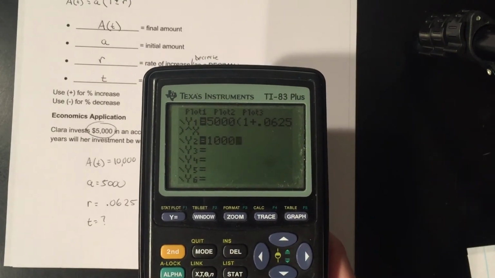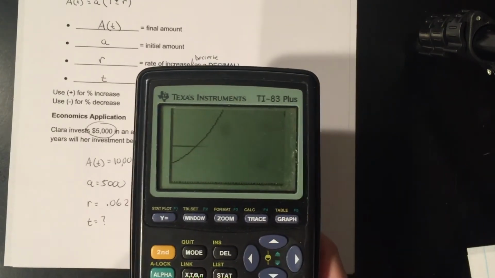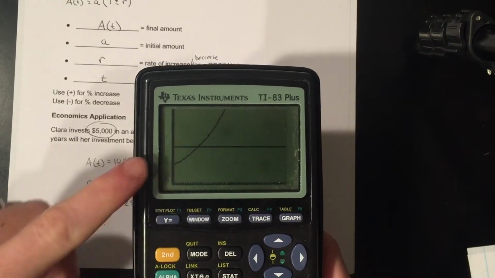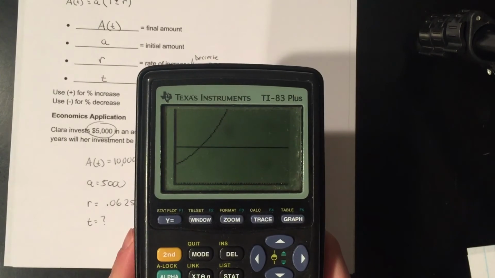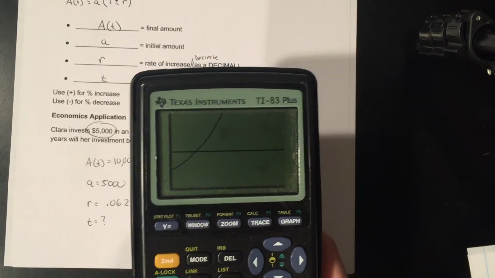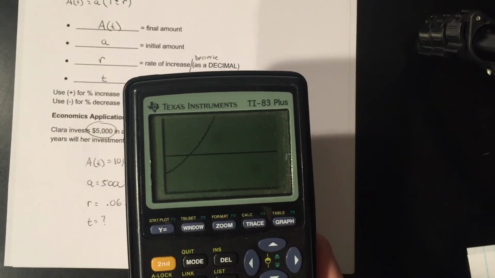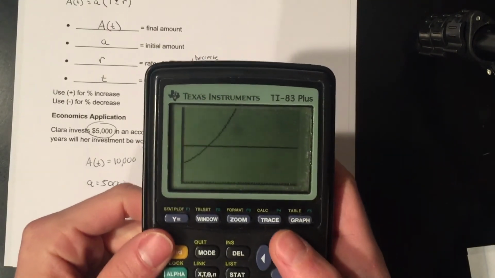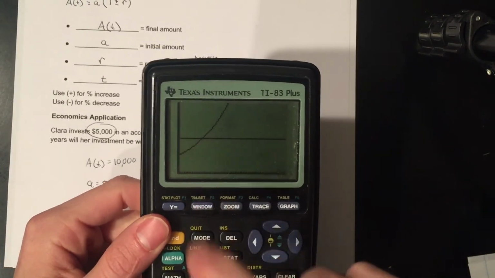So we're going to graph a line of 10,000. It's going to be a horizontal line because this is y equals 10,000. I can find where these two lines meet. Where those two lines meet is when Clara's bank account reaches $10,000. How do I figure out where these two lines meet? If you're using Desmos, you can actually just bring your mouse over and click on the point.